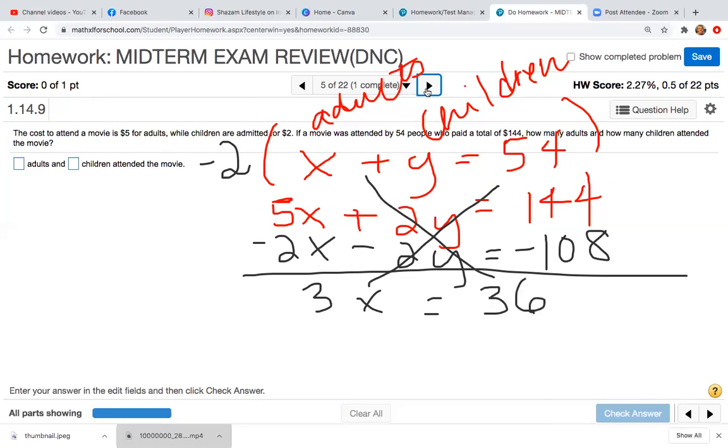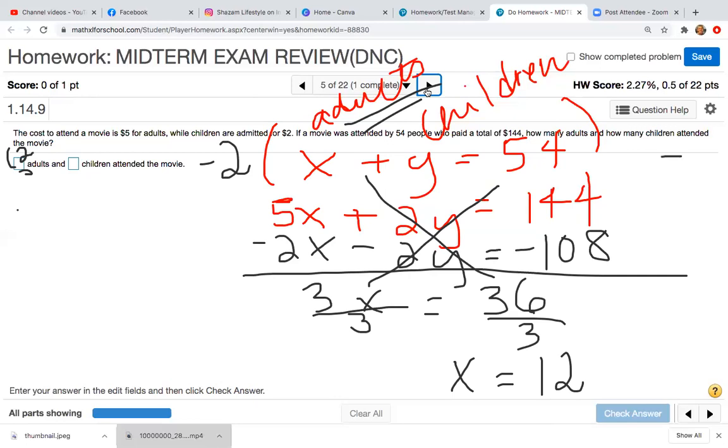And then you want to divide both sides by 3, and so x turns out to be 12. Remember, x represents the number of adult tickets. So there's 12 adult tickets. Here, let me see if I could write it on here. My iPad is not letting me, but there you go. 12 adult tickets. There was a total of 54 individuals who bought tickets.